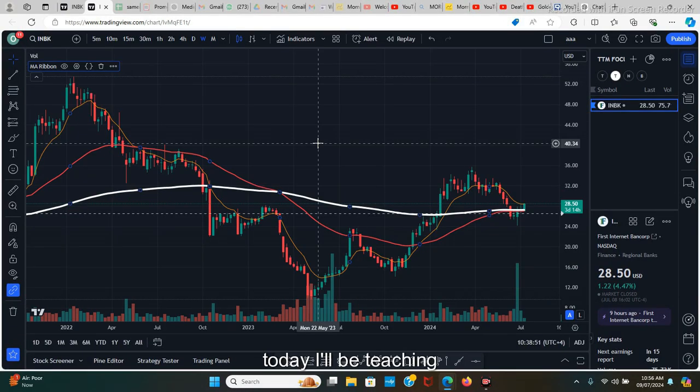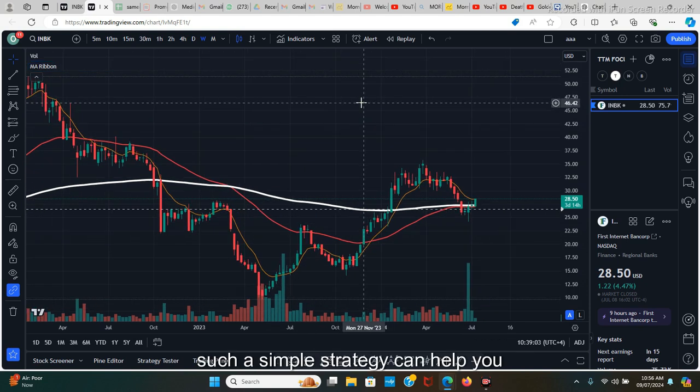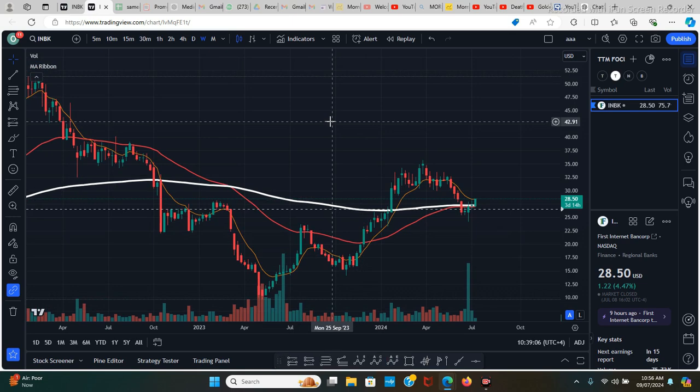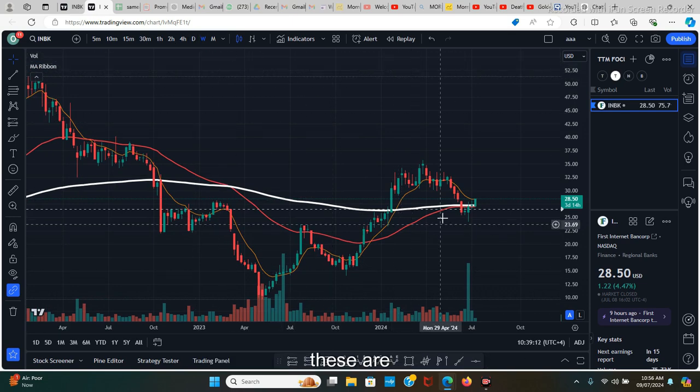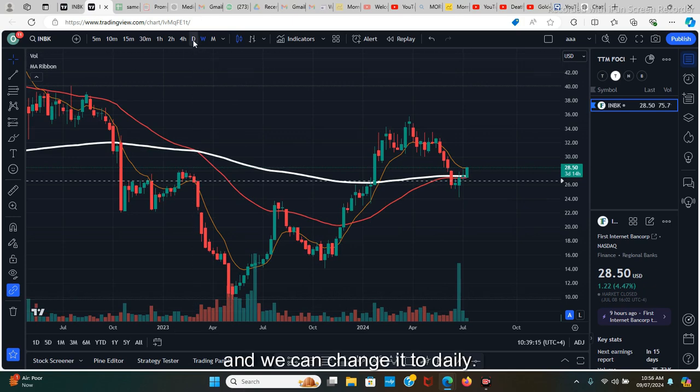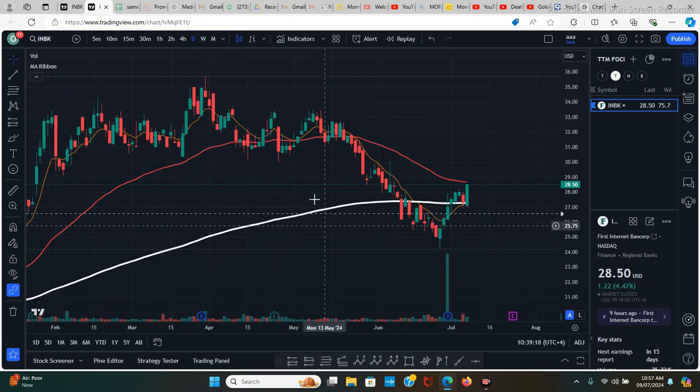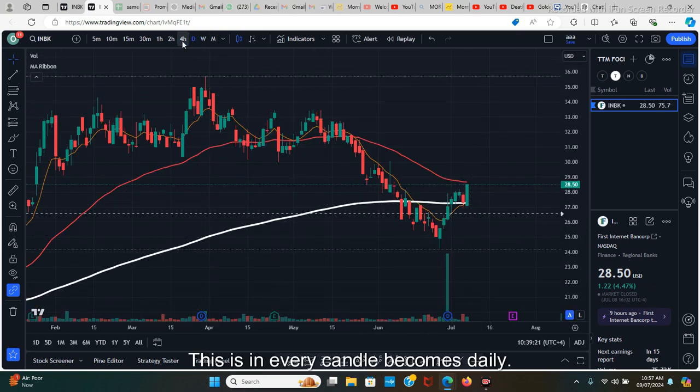Hello. Today I'll be teaching a very good golden cross trading strategy and I'll backtest it and show you how such a simple strategy can help you in getting good returns very quickly. So this is the TradingView chart, and it's daily. Every candle is weekly and we can change it to daily. Then every candle becomes daily.